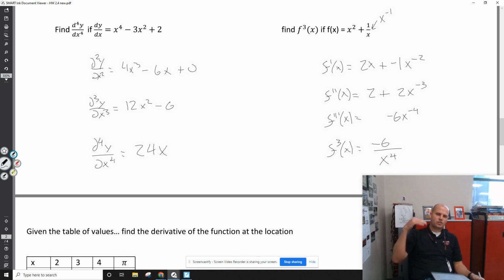Okay? And just remember, if you plugged in values into this, you get the slopes of this. If you plug in values into that, you'd get the slopes of that. If you plug in values of that, you'd get the slopes of this.